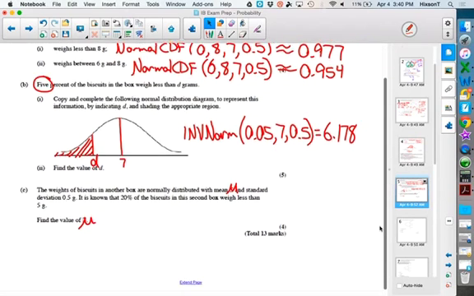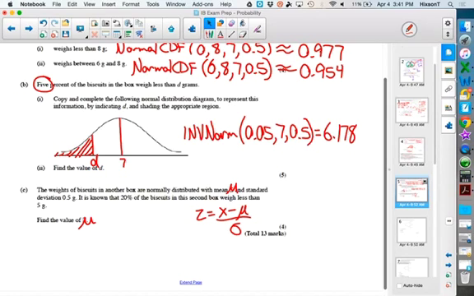All right, now here it says the weights of biscuits in another box are normally distributed with a mean mu and standard deviation of 0.5. It's known that 20% of the biscuits in this second box weigh less than 5 grams. So find the value of mu. Now, since we don't know the mean, we need to figure out what z-score. Anytime you only know one of the mean or standard deviation, think z-scores. Because remember, z is x minus mu over the standard deviation.